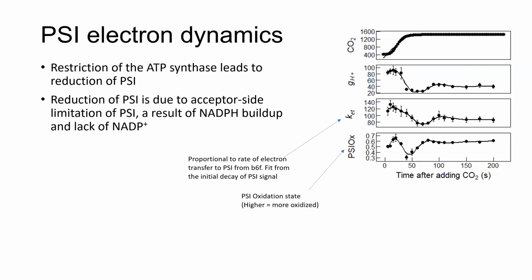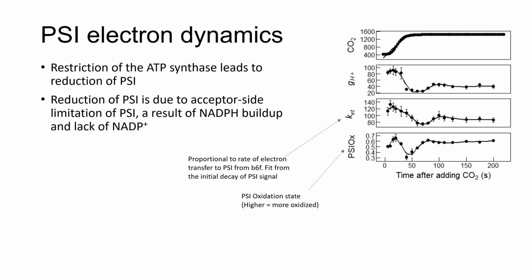What we think happens next is reduction of PS1. This can only happen for two reasons. I should say, here's the reduction of PS1. We measure the PS1 oxidation state, and right at the bottom where proton conductivity is the lowest, the reduction state of PS1 is the most reduced.